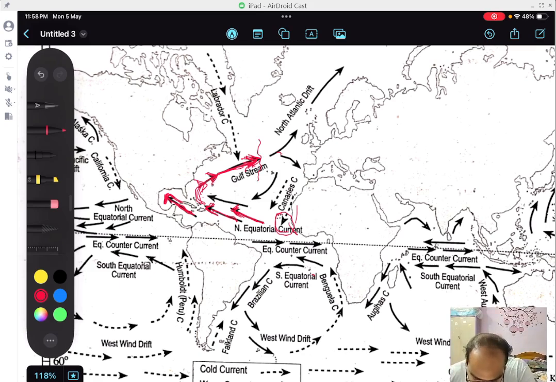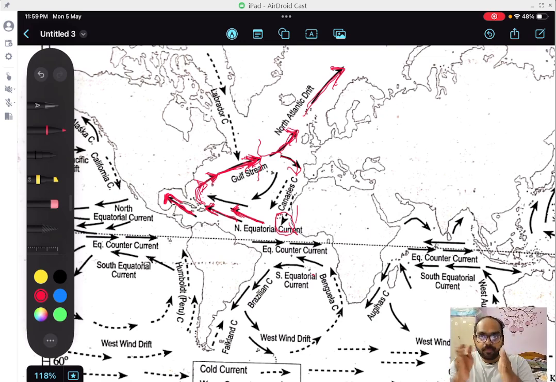Once they hit the mid-Atlantic ridges, one branch moves towards the North Atlantic Ocean, that is towards Europe and Norway, and one branch moves towards France and Spain. The branch moving towards the UK and Norway is called the North Atlantic Drift, and it is warm in nature, because the warm waters of the north equatorial current are traveling.